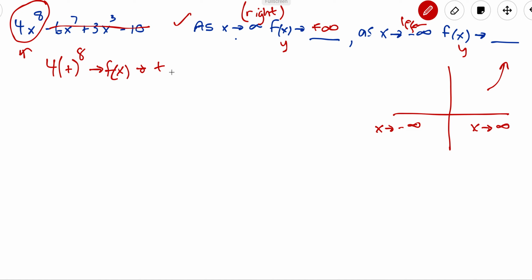On the left, we'd have 4 times a negative number, and I'm just putting a minus sign in there, it could be any very large number, but I take it to the 8th power. If I multiply a negative number times itself an even number of times, that's a positive number. And if we multiply that times 4, which is positive, f of x is going to be positive again. So on the left, the curve's going to end up going up like this.